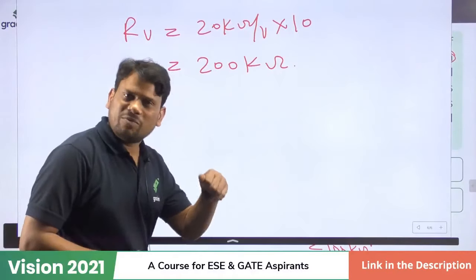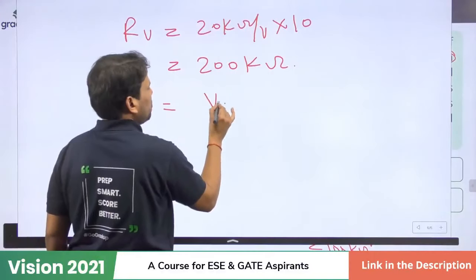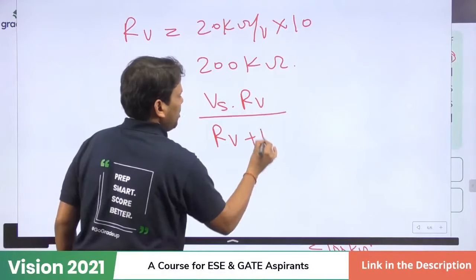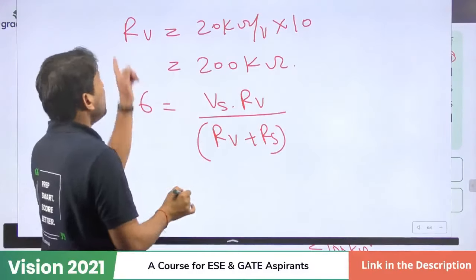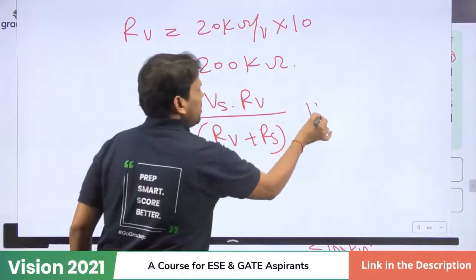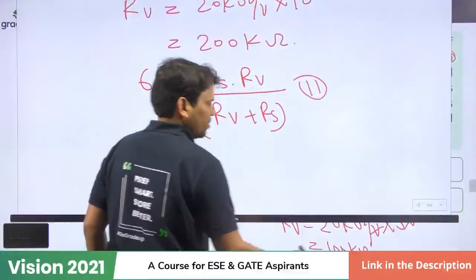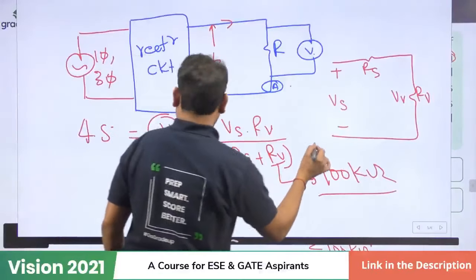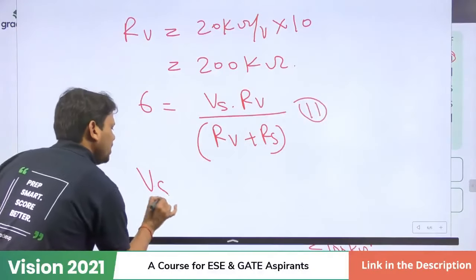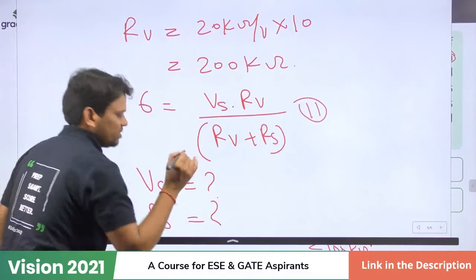Now dear friend, it wants to measure 6 volt. So we can write 6 is equal to Vs into RB divided by RB plus RS. And here our RB value is 200. So now by these two equations, let us assume this is the second one and this is our first one. So with the help of these two equations, we can calculate Vs as well as RS.